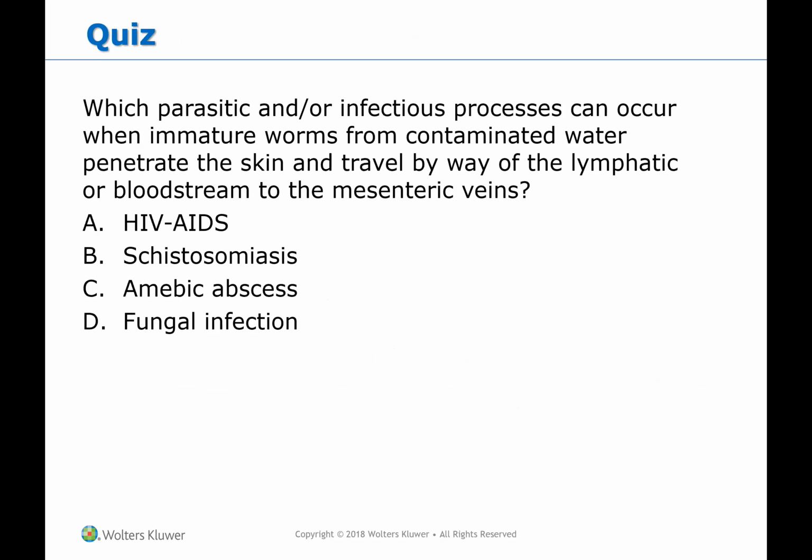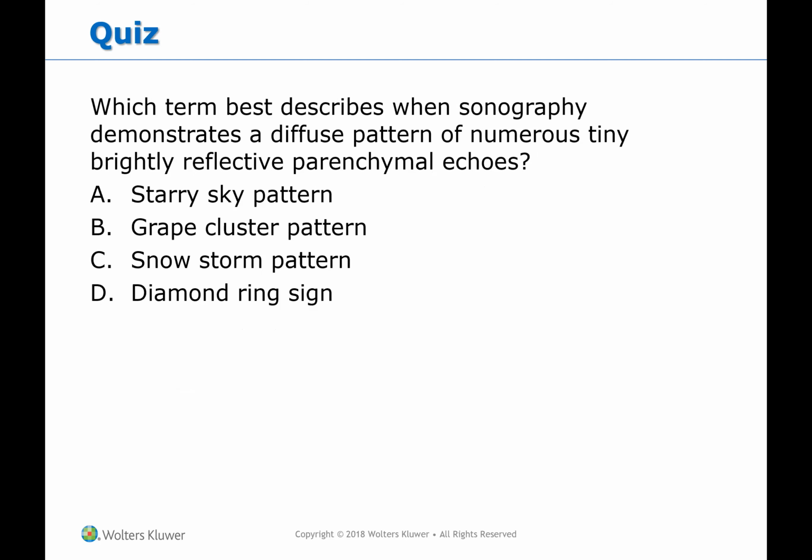Which parasitic or infectious process can occur when immature worms from contaminated water penetrate the skin and travel by way of the lymphatic or blood system, bloodstream to the mesenteric veins? It's, of course, the one that I can't pronounce. Schistosomiasis is what I'm going to say. Which term best describes when sonography demonstrates a diffuse pattern of numerous tiny, brightly reflected parenchymal echoes? If you said starry sky pattern, you are correct.